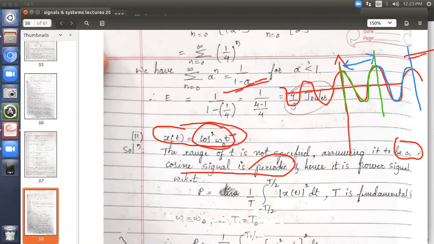So cos square of omega t. This is your time period. So it is a periodic signal and it is infinite. Both conditions are met. Hence, we need to say that it is a power signal. We have to calculate the power directly. We don't go for energy calculations.